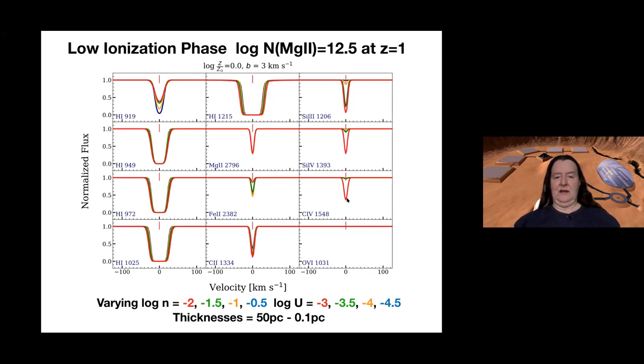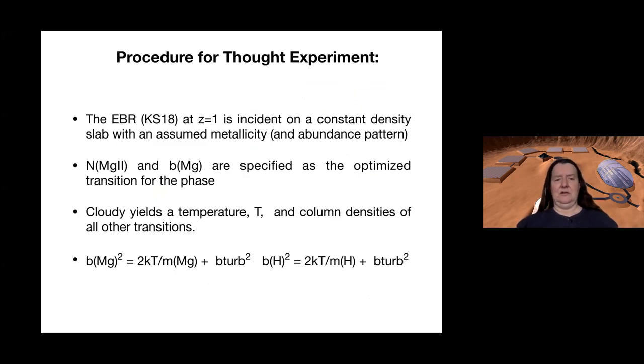And you see that carbon-4 is only present for the lowest density cloud, but yet the iron-2 is strongest for the higher densities. And so this shows how the different transitions are used to figure out the density of the structure. Let me describe a little bit in more detail how we do this exactly.